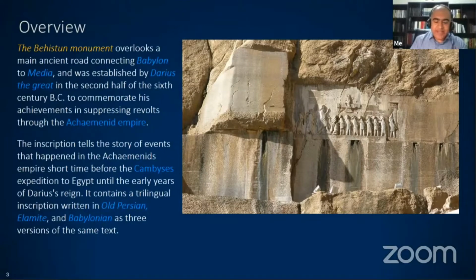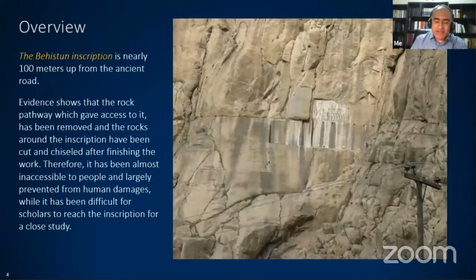Since the inscription is placed almost 100 meters above the ancient road, and the access road has been removed by stone cutters, who cut and exported the rocks surrounding the inscription, reaching the inscription has become almost impossible for ordinary people. This largely protected it from human damage, while it has been difficult for scholars to reach the inscription for a close study.